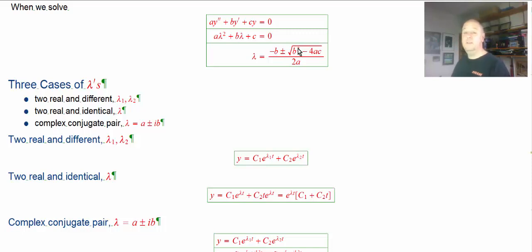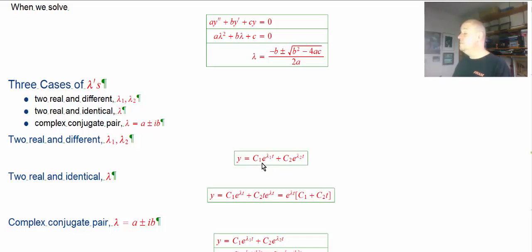And we've got three cases. Either we get real and different eigenvalues, or real and the same eigenvalues, which happens if the thing under the square root sign is 0. If the thing under the square root sign is negative, then we get a complex conjugate pair of eigenvalues. That's what we're going to be dealing with in this video.